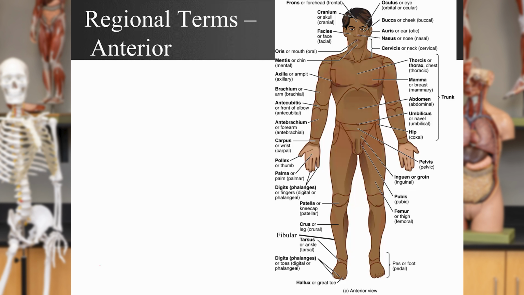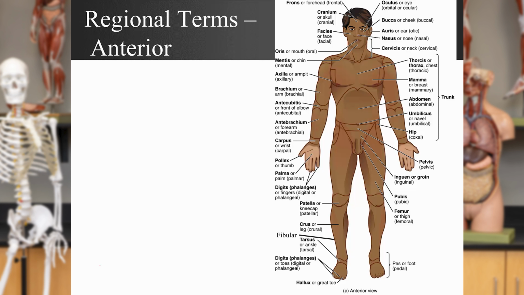You then have the patella. Patella or patellar region is going to be your kneecap. The crus or the crural region is the anterior part of your lower leg. Think your shin. The fibular region is going to be the lateral side of the lower leg. So while the crus is the anterior part of the lower leg, the fibular region is the lateral side of the lower leg.